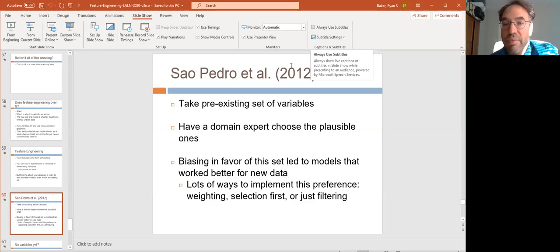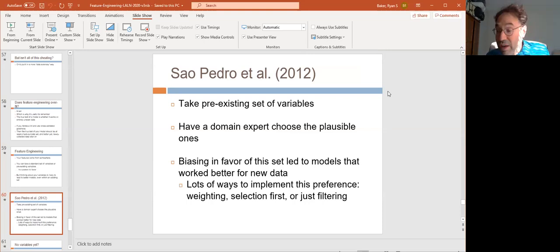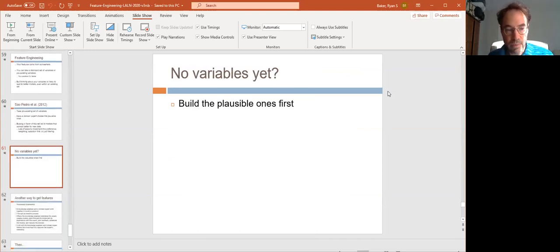There's a lot of ways to implement a preference for theoretically justified features. You could weight in favor of them, you could select them first, or you could just filter down to them. But it seems, at least in that one case, to be helpful. No variables at all yet? Build the plausible ones first. So Sao Pedro selected down, but you can also just, when you're deciding what to build, in step two of the process, build those ones first.